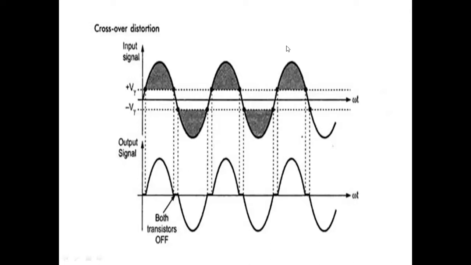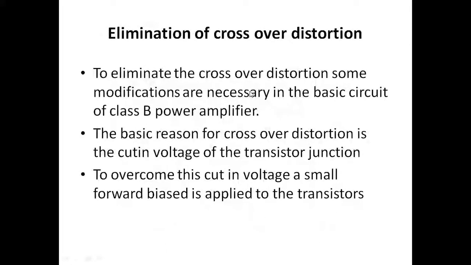So how can we eliminate crossover distortion? To eliminate the crossover distortion, some modifications are necessary in the basic circuit of the class B power amplifier. The basic reason for crossover distortion is the cut-in voltage of the transistor junction.